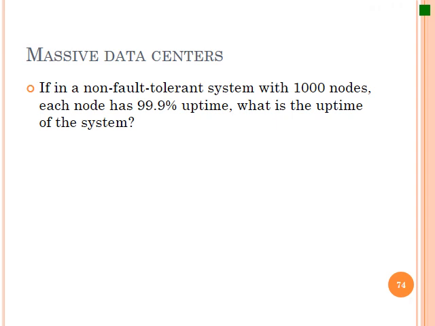If you have massive data centers, there's this issue of uptime and downtime with your machines. Consider a non-fault tolerant system with 1,000 nodes, and each node has 99.9% uptime. Uptime means that 99.9% of the time it is up and running, but there's a 0.1% chance that it's down. Then what is the uptime of the entire system? Well, the answer is 37%. You can figure out why offline later.